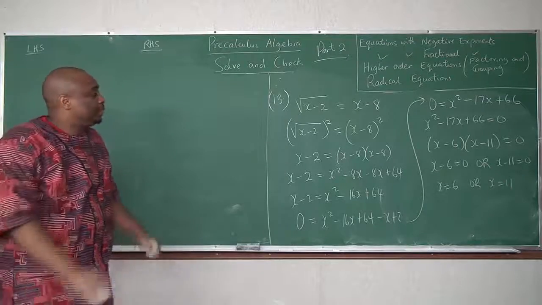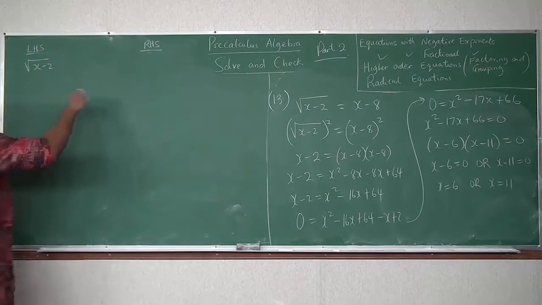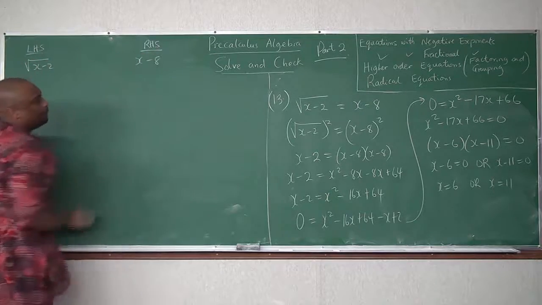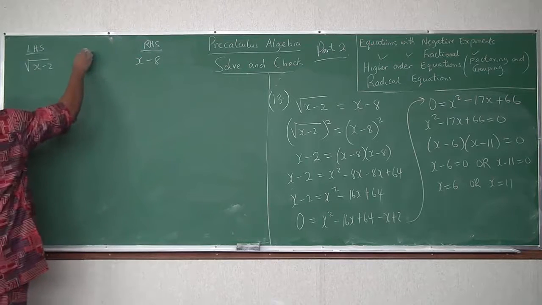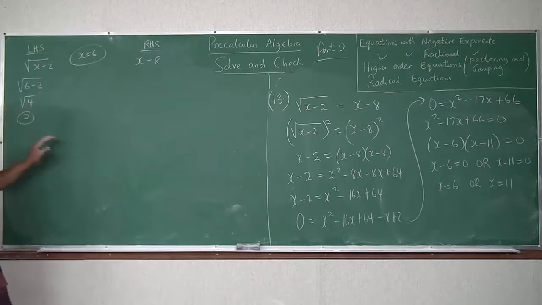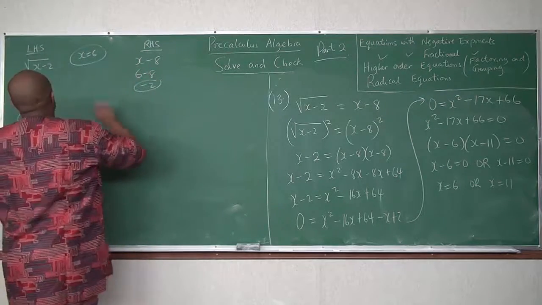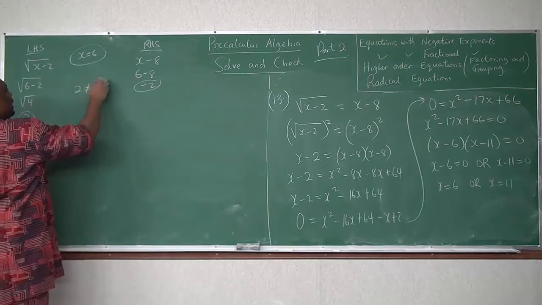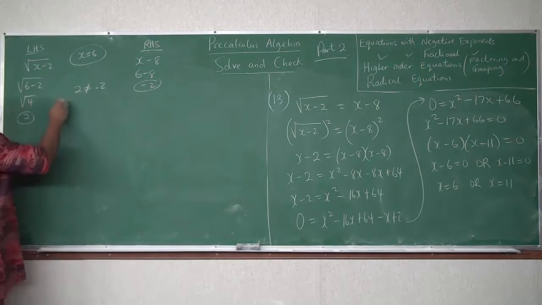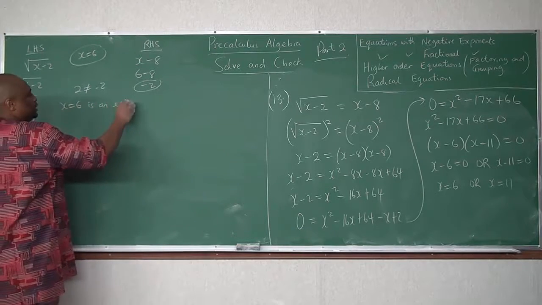Now, the left hand side is square root of x minus 2. The right hand side is x minus 8. So for x equal to 6, this is square root of 6 minus 2, square root of 4, which is 2, positive square root. Here, 6 minus 8 is negative 2. So 2 is not equal to negative 2. So x equal to 6 is an extraneous root.